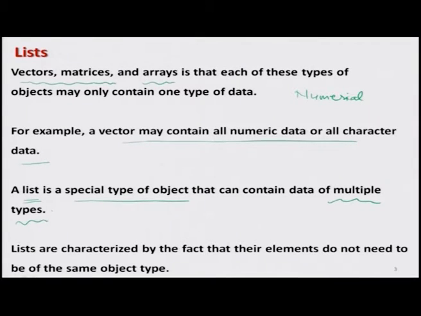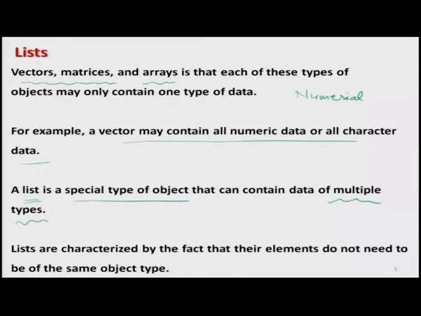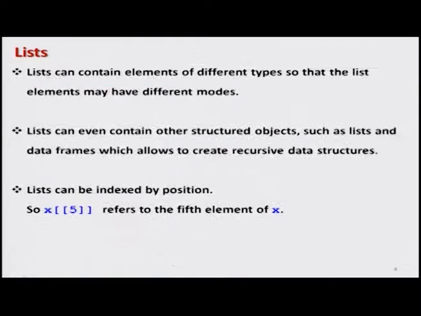We already had discussed the concept of mode when we were trying to discuss the logical vector, but after a few slides I will try to take up this issue in more detail. So, one of the basic characteristics that you have to keep in mind about a list is that in the list the elements do not need to be of the same type, they can be of different types, and that is the advantage of having a list over a vector, matrix or an array.